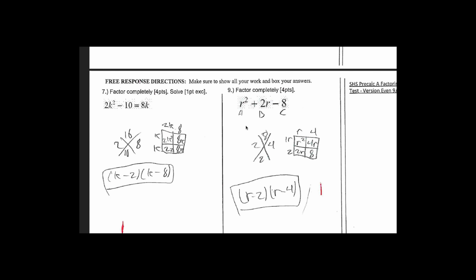So the student knew to write a's, b's, and c's. A times c is -8. Do you see that? I think they thought the c value was just a +8. No. It's the number in front, and then whether it's positive or negative, that's your c value. So in this case the c value is -8.